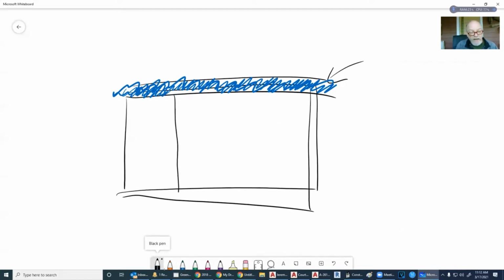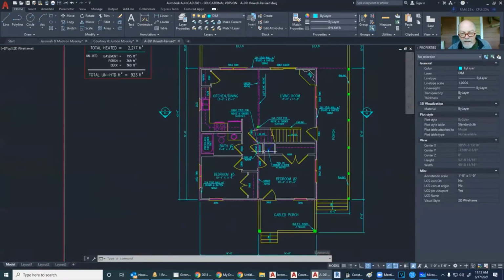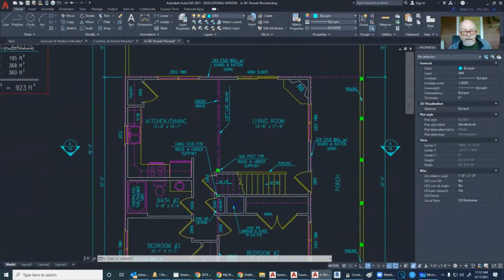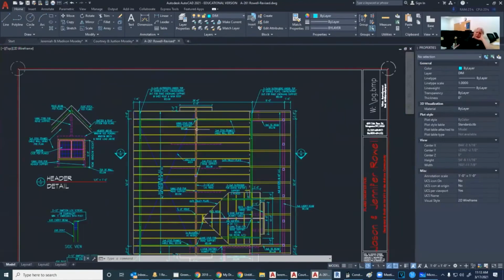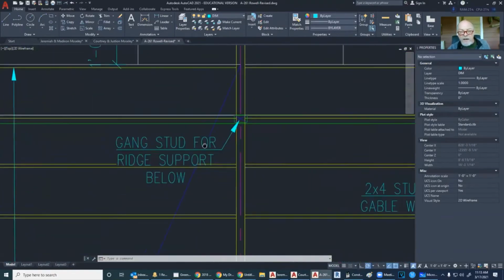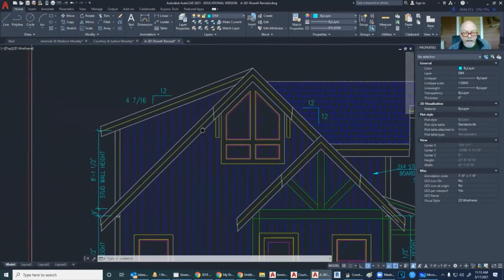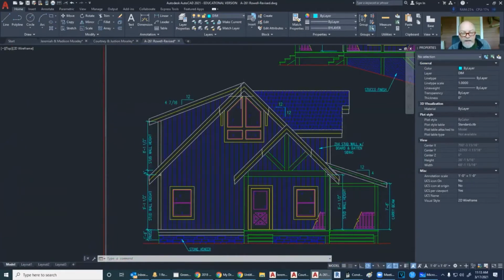The same goes if you have a gang stud. So what are gang studs? When we use gang studs, they gang up on each other. So yes, I do have a gang stud. Let me go back over to this. I've got a big old window here on the gable side. Because I'm using rafters instead of trusses, all of this is considered a bearing wall as well. So I've got to have a gang stud going through here to support the ridge.